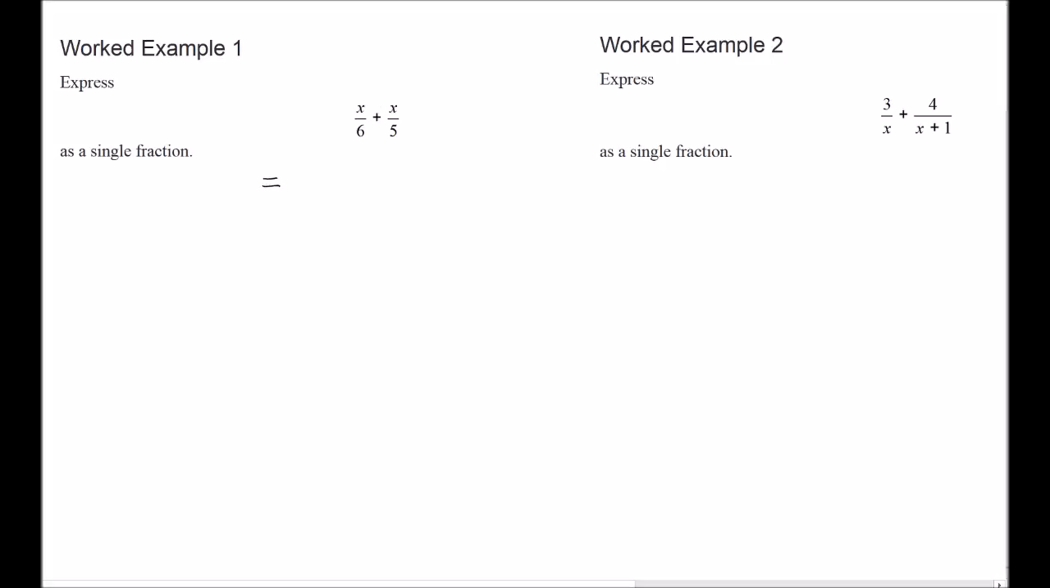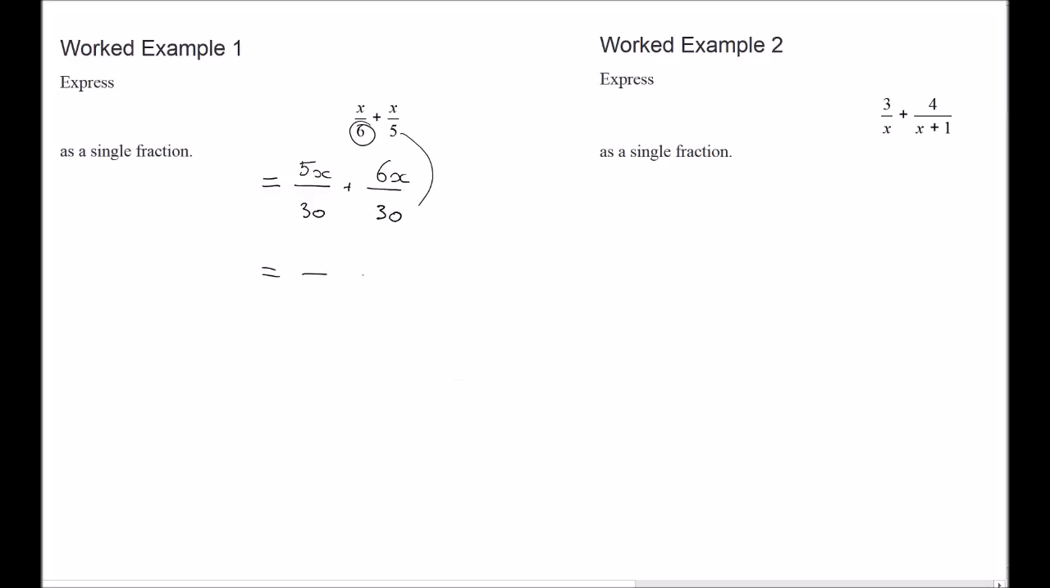You have to express x over 6 plus x over 5 as a single fraction. So we're going to find the lowest common multiple, or just a common multiple of 6 and 5. What is that? 6 times 5, so I'm going to do 30. How do I get from 6 to 30? I have to multiply by 5, so I'm going to multiply my numerator by 5 as well. And x times 5 is going to be 5x. Same thing goes for this fraction. 5 times 6 is 30, so x times 6 has to be 6x, like that.